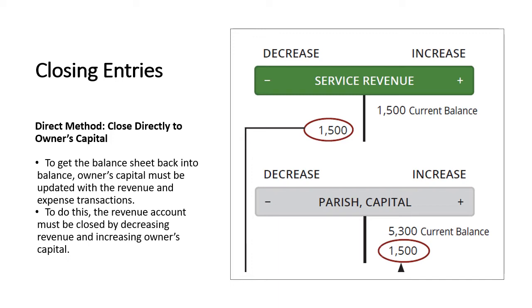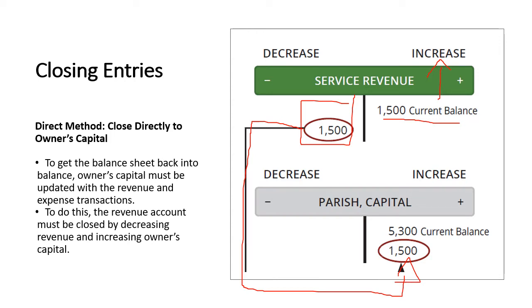So let's take a look at our revenue account. Revenues, of course, increase on the credit. So we say we have $1,500 in revenue. Now, if we want to bring that balance down to zero, what should we do with it? If we want the balance to be zero, we are going to debit it. But we can't just have a debit without a credit. So what do we want to do? We want to take that $1,500 and we are going to credit it to our capital account.